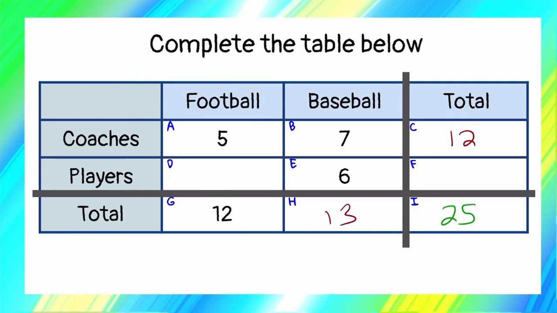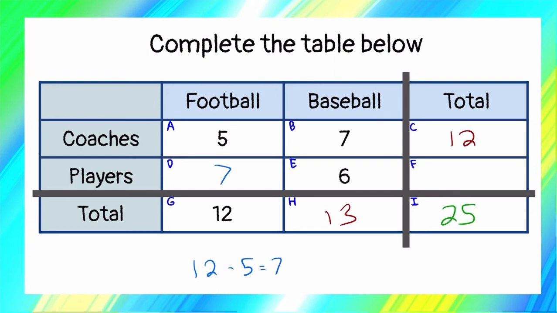And now we have to work backwards. Let's look at football. I need to figure out what number goes in box D. Well, if I know that there are 12 football people in total, 5 of them are coaches, how many are left over that have to be players? Well, I'm going to subtract. I would do 12 minus 5, and I get 7.